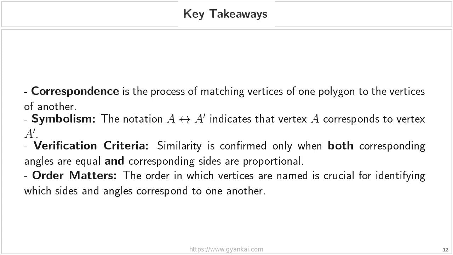All right, class, we have covered a lot of ground today, so let's take a moment to recap the key takeaways from this lesson on geometric correspondence and verification. As we move into our next topic, keep these fundamental rules in mind, as they are the foundation for everything we will do with similar figures moving forward.